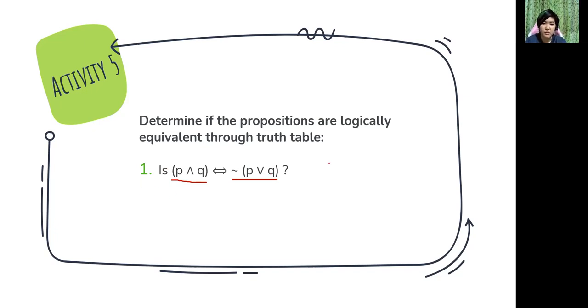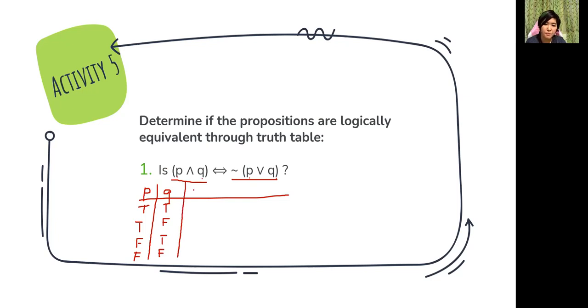Okay, sige, I'll be revealing the answer now. We only have two propositions, P and Q. So, this is true, true, false, false. No? And this one is true, false, true, false. Now, what is P and Q? Remember, P and Q, pag sinabing and, both true. Okay, ito lang naman yung both true, ano? So, let me use a different pen. Ito lang yung both true. So, this is true. The rest are false. Okay?